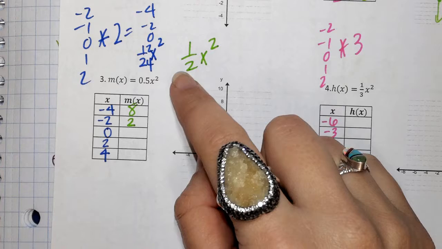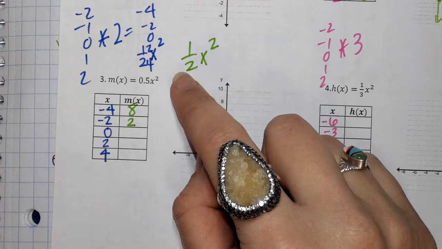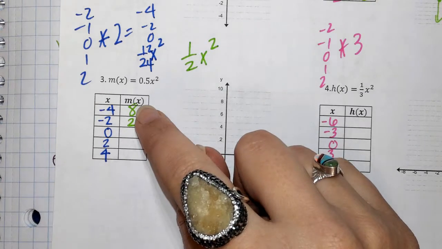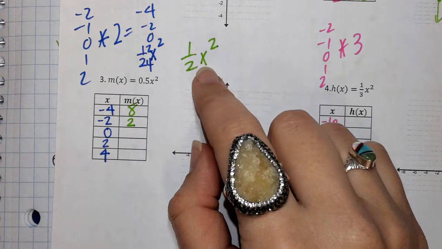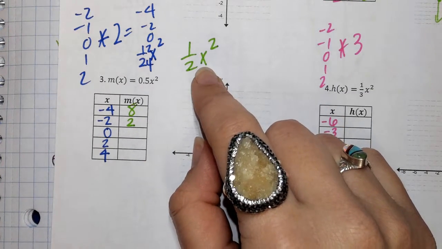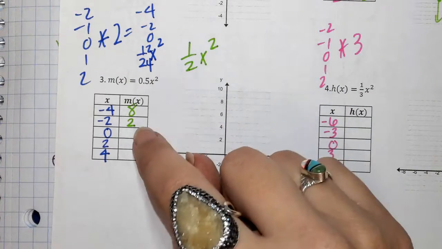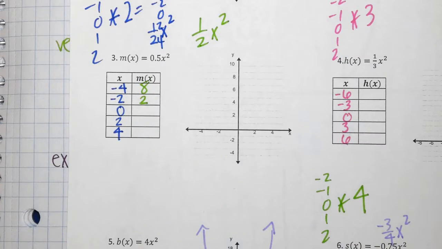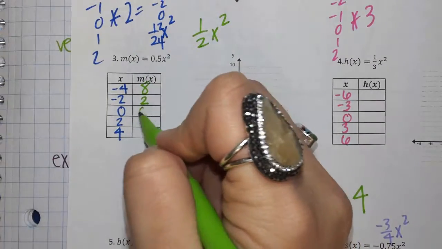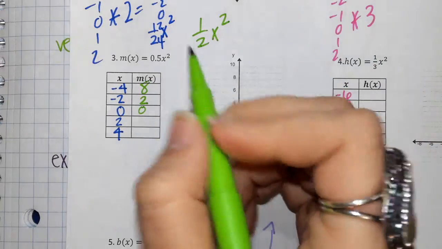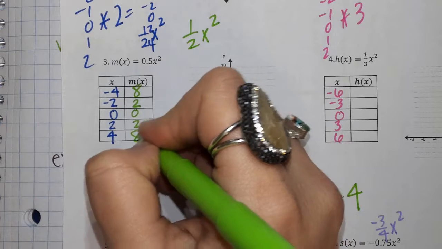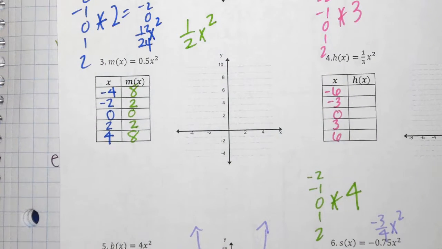16. 16 divided by 2? 8. Yeah. That's how we got that. And then negative 2 squared is? Okay. 4 divided by 2. Yeah. That's it. That's all you're doing. Alright, so 0 squared is? 0 divided by 2? Alright. 2 squared is 4. 4 divided by 2? 2. And then it repeats. 8. Ta-da!